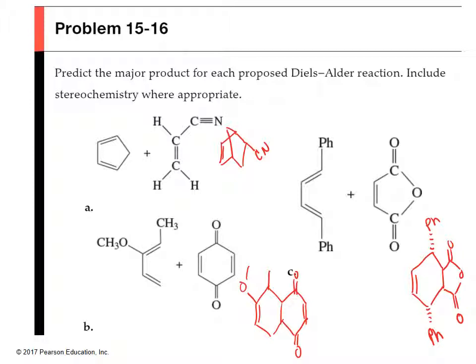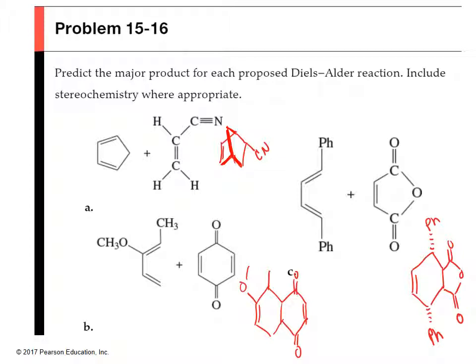For 16, we are predicting the major product for each of the Diels-Alder reactions and including stereochemistry where appropriate. So for letter A, I do notice that my diene is a ring. So that means I needed to start with the cyclohexane that's in the position where this is coming up so that I can get that ring. And then it's got this extra carbon here, which is my bridged carbon that I have in place right here. And there are no stereochemistry issues going on with my diene.